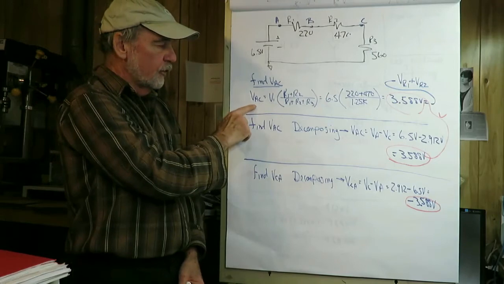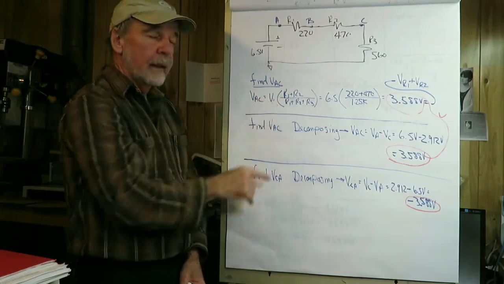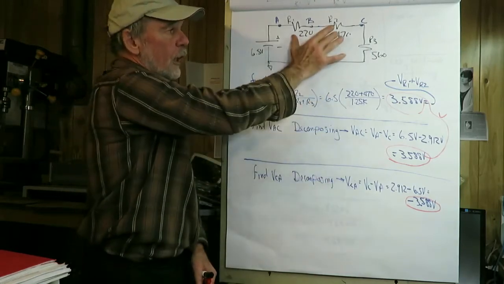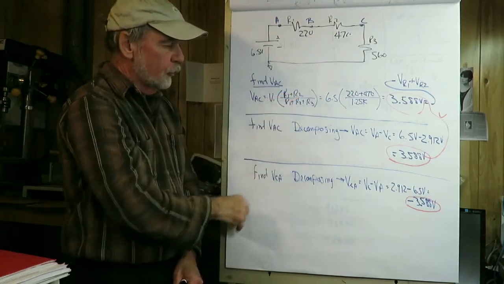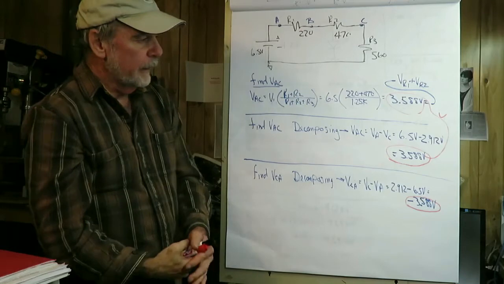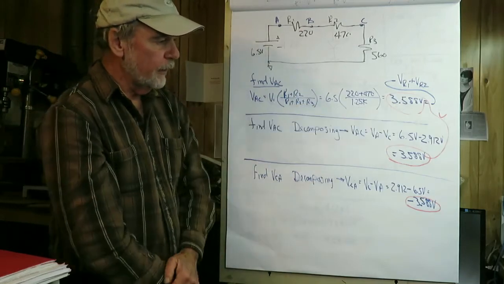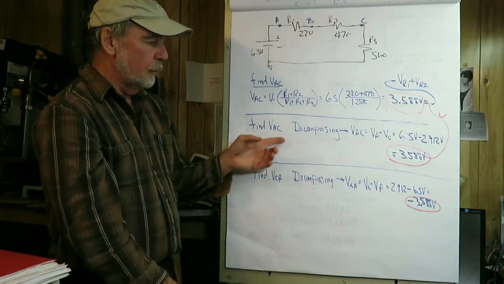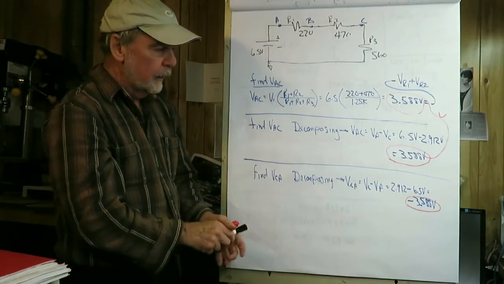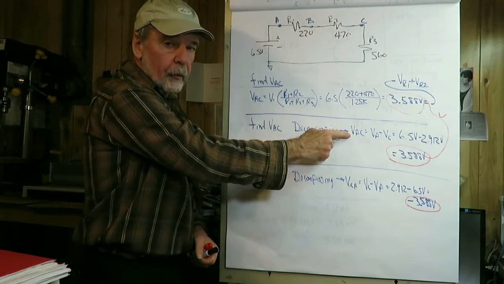So using voltage divider here, in the numerator, and this only works if the resistors are next to each other, would be R1 plus R2 divided by R total again, and what we get is 3.588 volts. And then if we find VAC by decomposing a doubly subscripted variable.